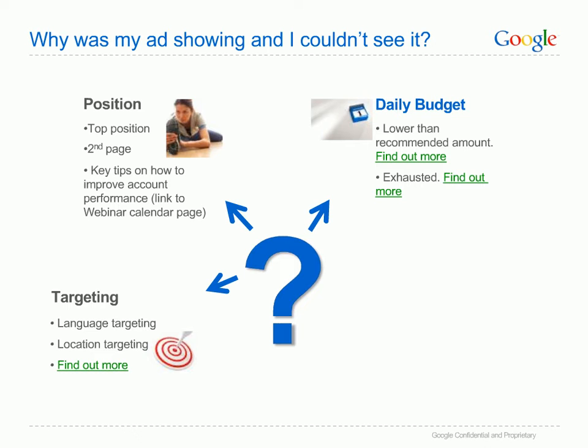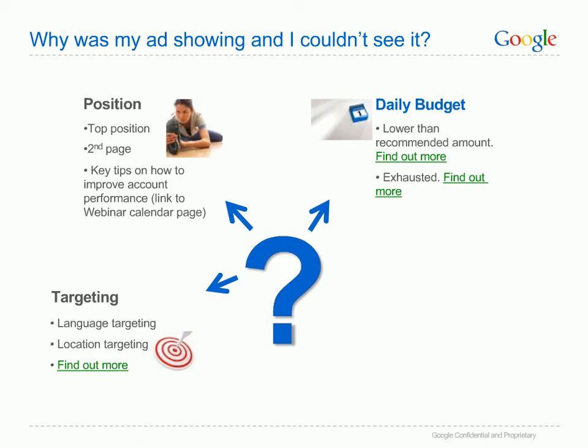The next reason why you may have been unable to see your ad is due to targeting. You can check your language and location targeting by going to the Campaign tab in your account and then selecting the Settings tab. Think about what language your ads are targeting. You'll only see your ad if your Google search interface language is the same as your targeted language.